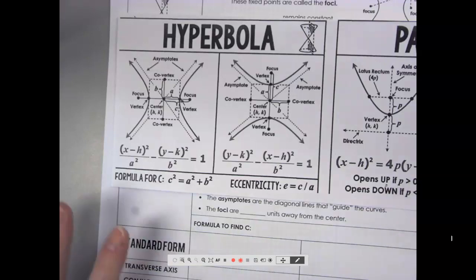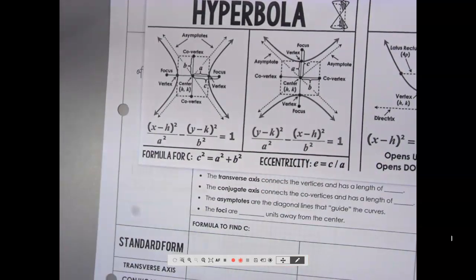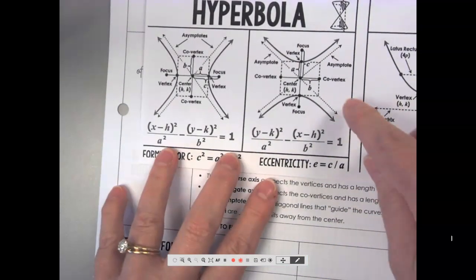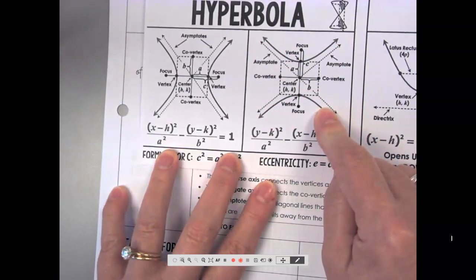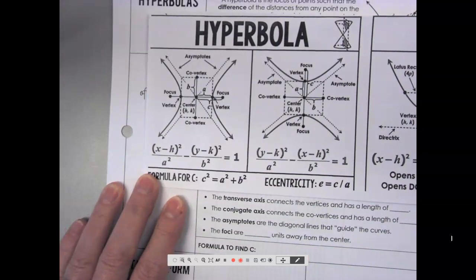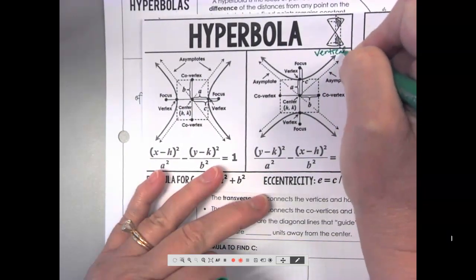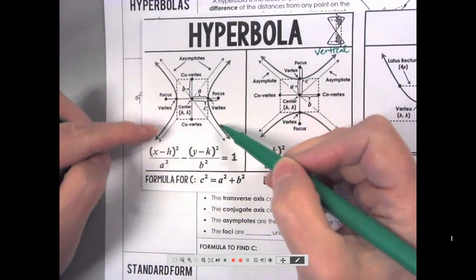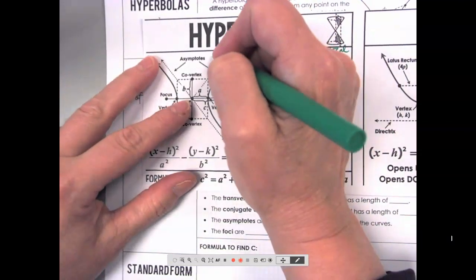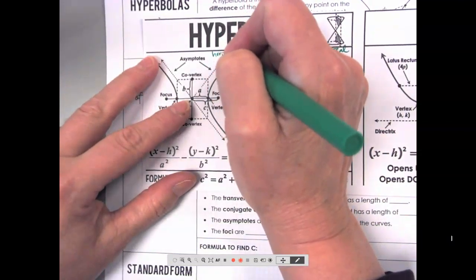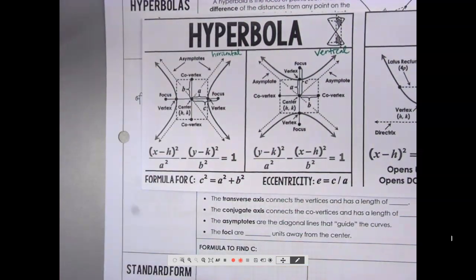So, as with ellipse, we can have vertical and horizontal. So if it's a vertical hyperbola, it will have two curves, one facing up, one facing down. So let's make a little note that this is vertical. And then if it's horizontal, they still have two curves, one facing right, one facing left. So that will be what we call a horizontal hyperbola.